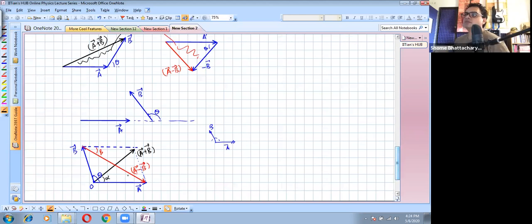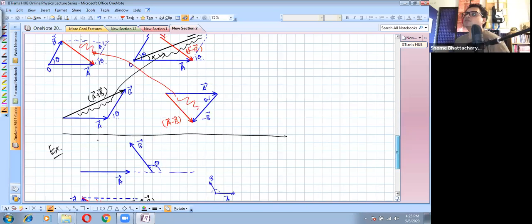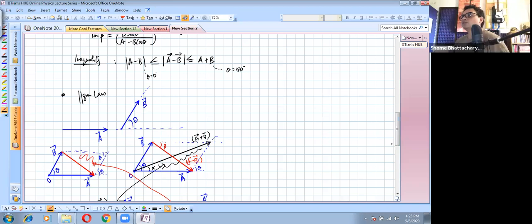So this is an example of a parallelogram for vectors where the angle between them is obtuse. This could be 120, 150, something like that. This is an example of a parallelogram where the angle between the two vectors is acute. This could be 30 or 53 or something like that. So that's how you understand it.